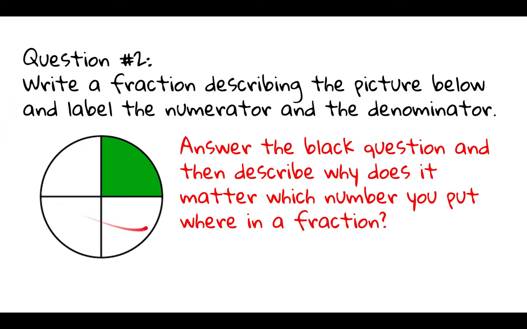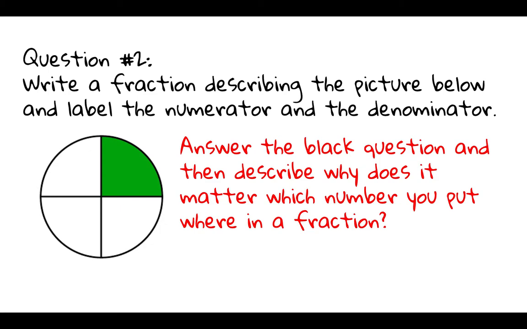So you're answering this question by writing the fraction of the part that's colored in. So there's 1 part colored in out of how many parts? And then in your fraction, draw an arrow to what the numerator is, and then draw an arrow to what the denominator is.